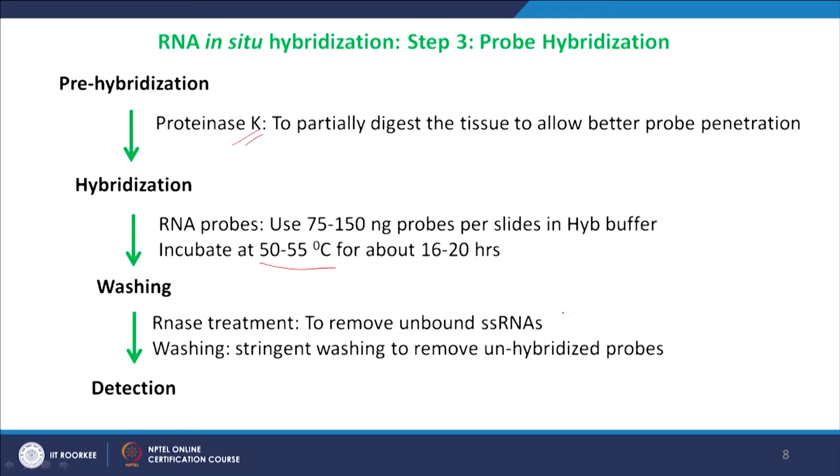Then once your hybridization is finished, it is very important for you to remove unbound probes, otherwise they will also give background signal. So what we do to remove them, one treatment we do which is RNase treatment. Typically we are using here RNase A, which specifically degrades single stranded unbound RNA. So this will remove all unbound RNA from the tissues, and then we do stringent washing to remove even if there is something unhybridized probes. This is very important before going for the detection of the signal. If you do not do this properly, then you are going to have lot of background signals.